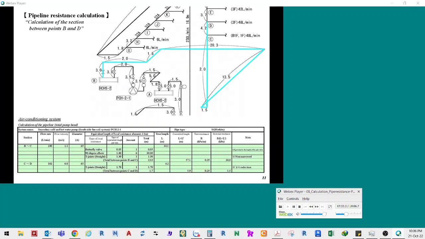The resistance generated in the section between points B and D can be calculated as shown on the slide. Equivalent lengths of local resistance elements including valves and elbows have been described before, so equivalent lengths of T-joints will be explained here.